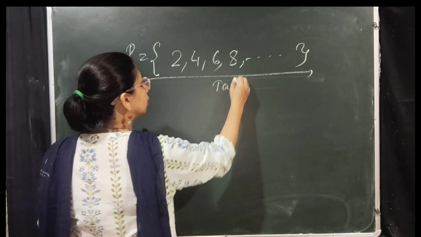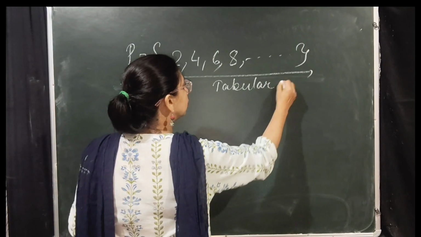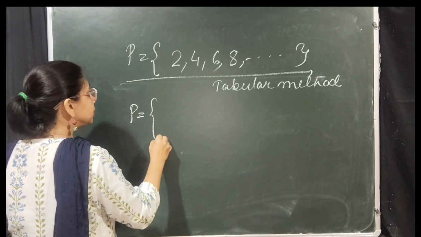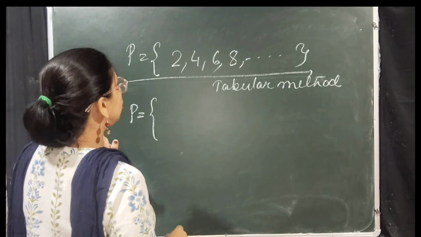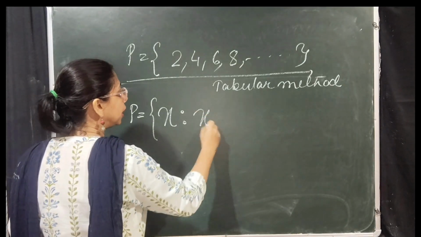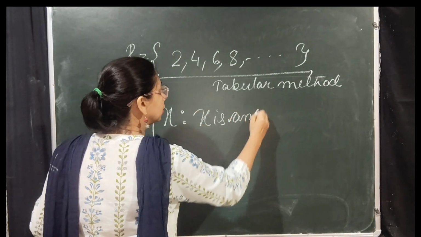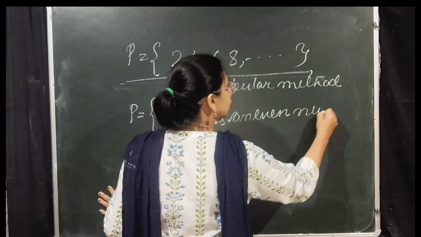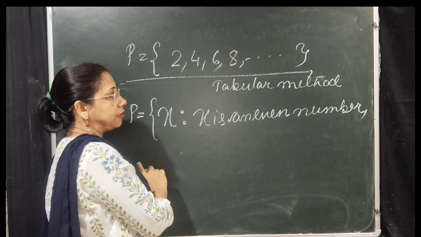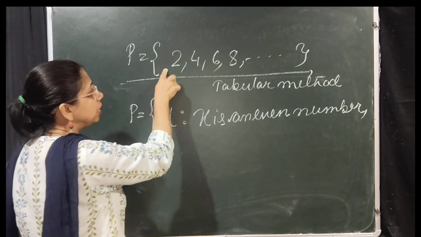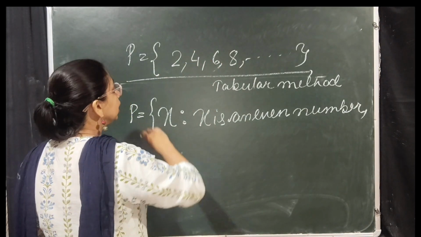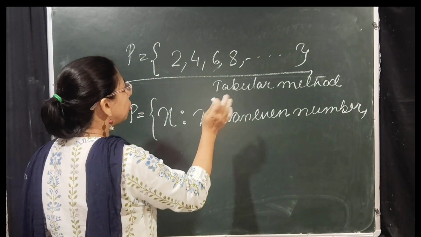And if I have to write down the same set in set builder form or rule method, what should I write? I'll write it in this way. x such that x is an even number. Only writing x is an even number is incomplete information. We can see that all the numbers are positive. That means they are all positive integers. Rather, we have to say that they are natural numbers or positive integers.